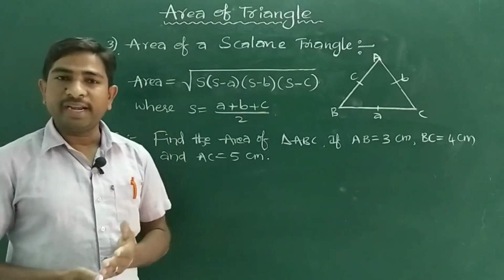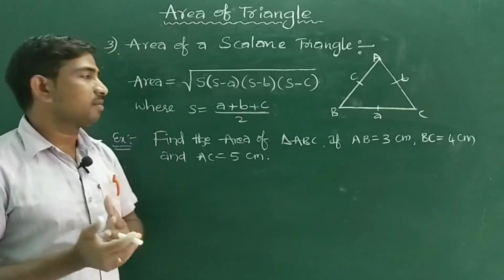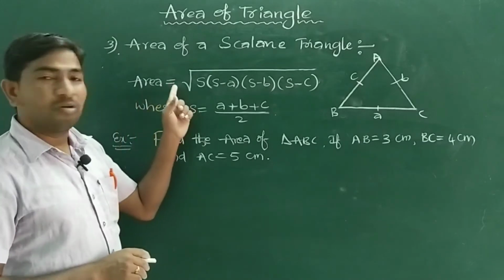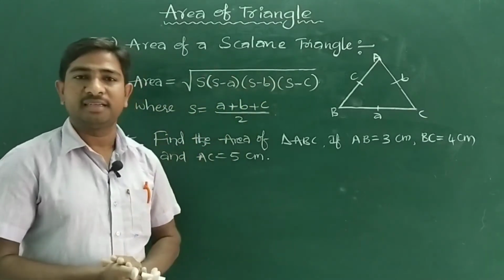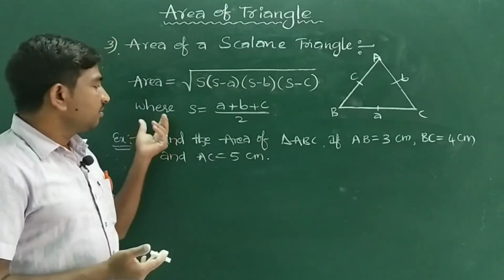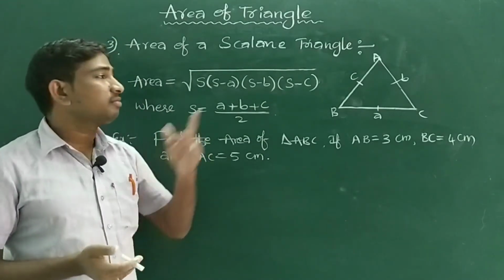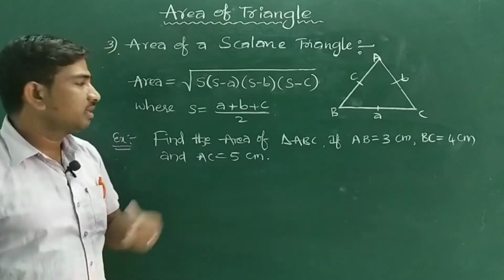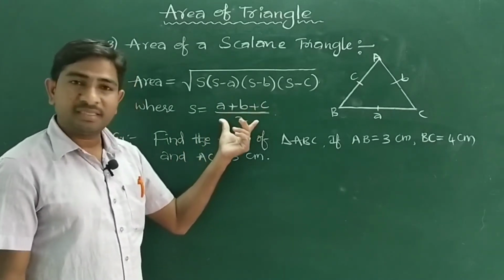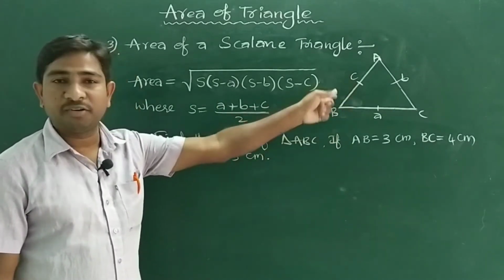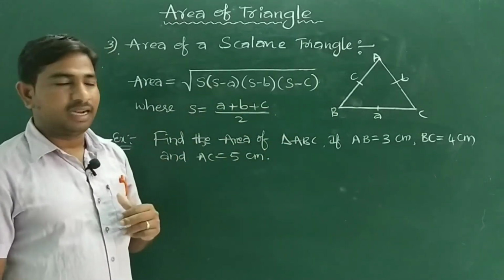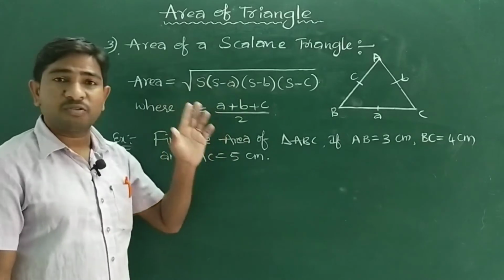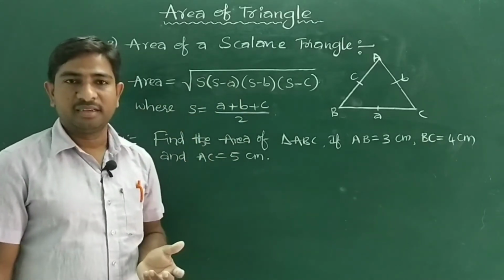Now to find the area of the scalene triangle, what is the formula we have? Area is equals to under root s into s minus a, s minus b, s minus c, where s is the semi-perimeter of the given triangle. That is a plus b plus c by 2. Perimeter by 2 means semi-perimeter of the scalene triangle. This is the formula we can use.